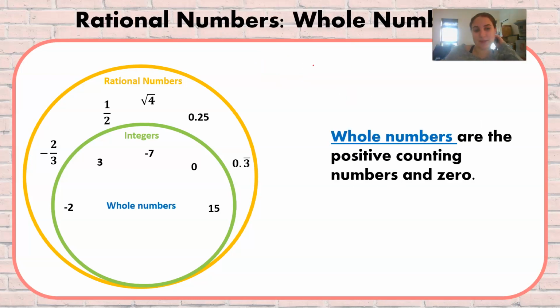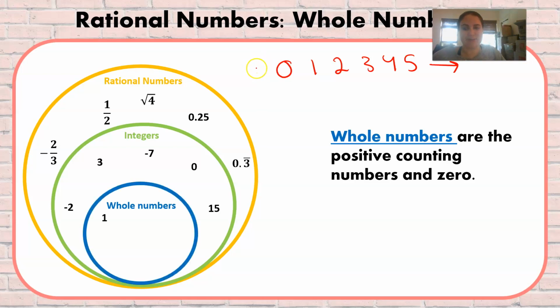And then whole numbers are positive counting numbers and 0. So numbers like 0, 1, 2, 3, 4, 5, and so on. Negative numbers do not count as whole numbers, though. So 1, 5, 100, 0.